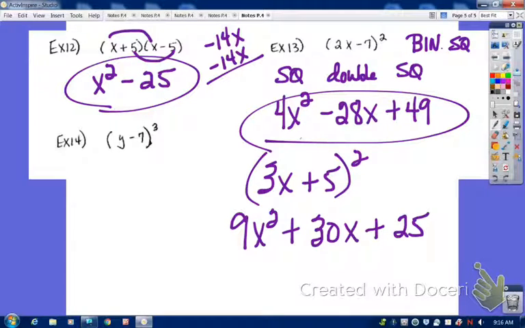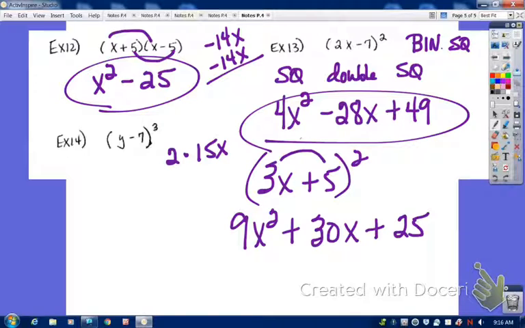I'll go over it one more time. The first term, you square it. 3x times 3x is 9x squared. Then you multiply your two terms together. 3x times 5 is 15x, and then you double that. You can actually put two 15x's down in your head, or you can multiply that term times 2. And that's how you're going to get the 30x. And then you take the 5 and you square it. 5 squared is 25.